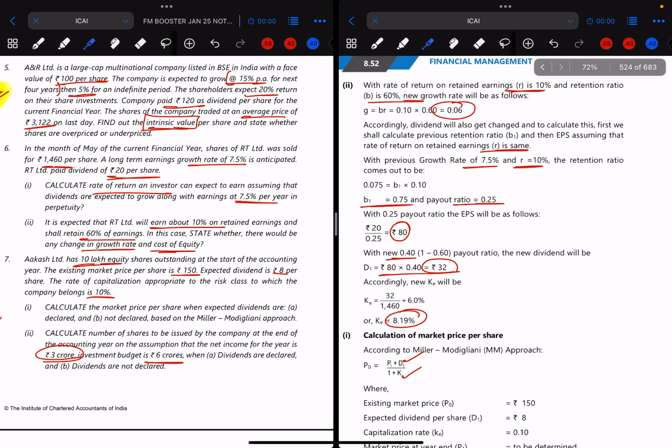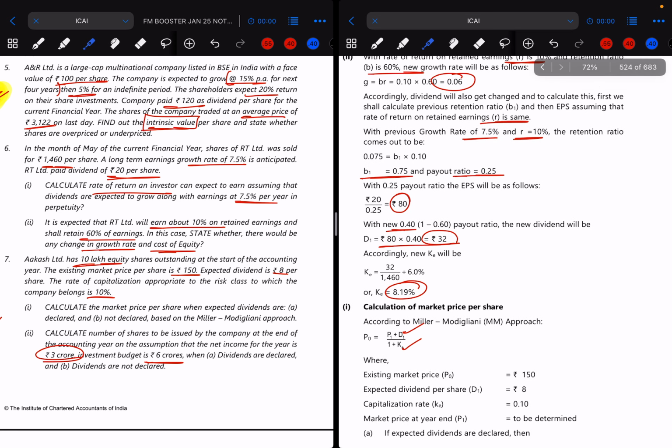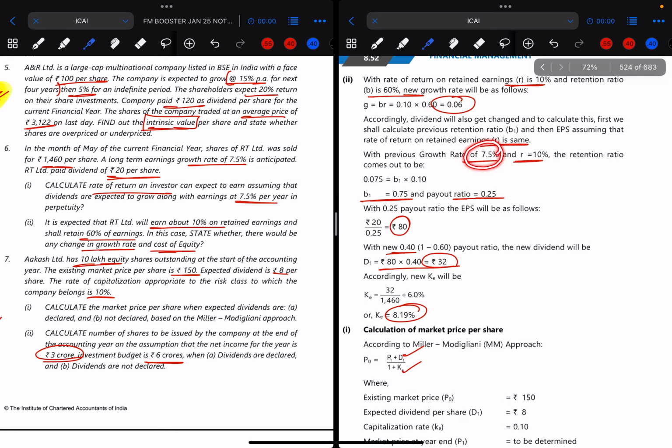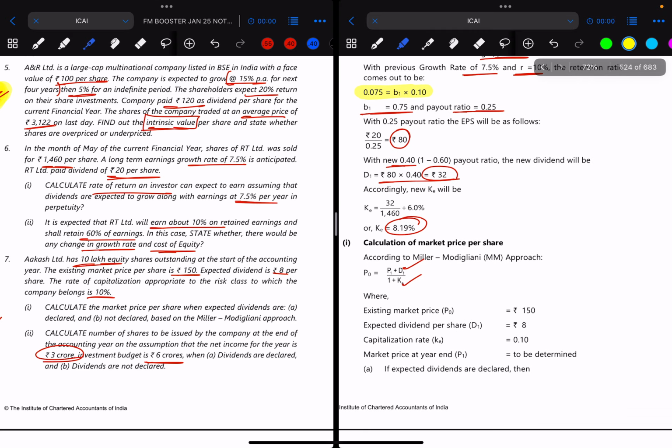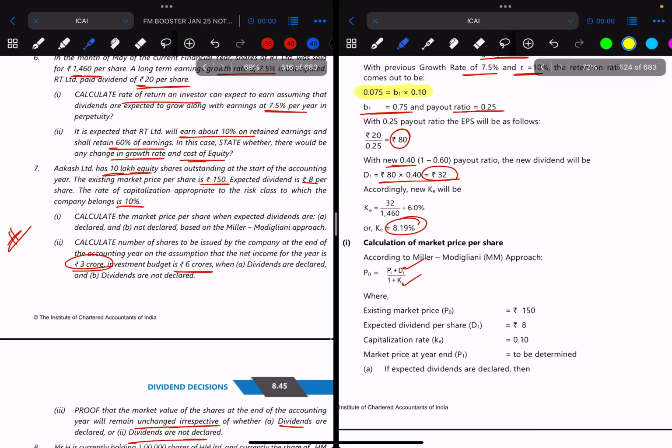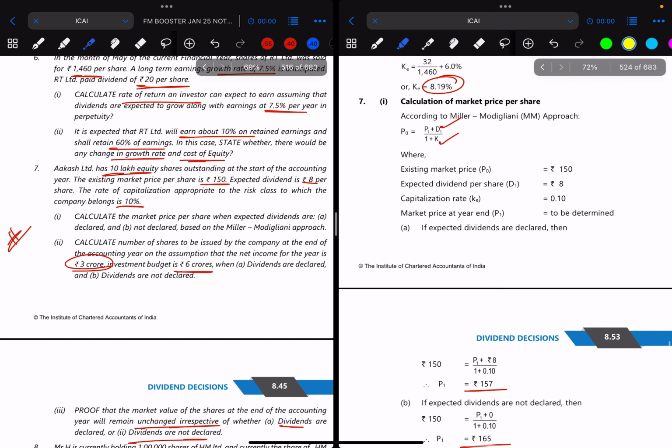Okay, they have told 60% of earnings you are going to retain. That means how much you are going to pay? 40%. Okay, first thing. Second thing, so if growth rate is 7.5 and R is 10%, then it is this one. Okay, got it Romit. I don't know how to explain it to you, but I got it.